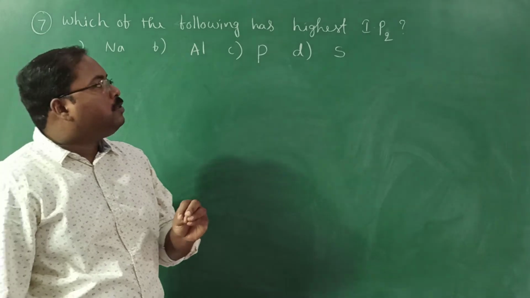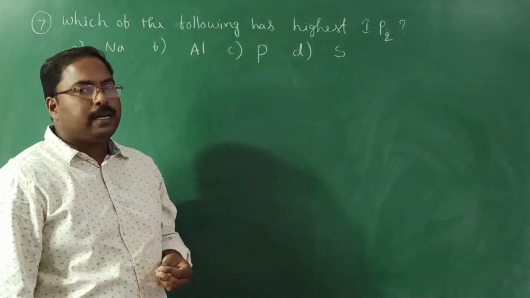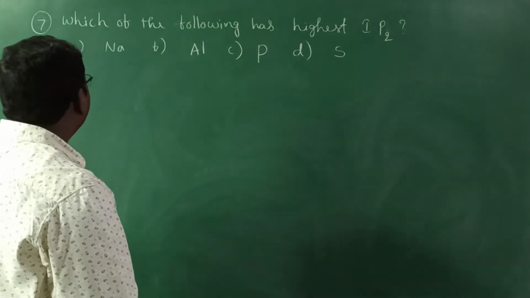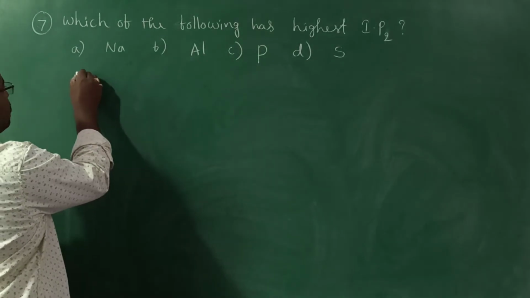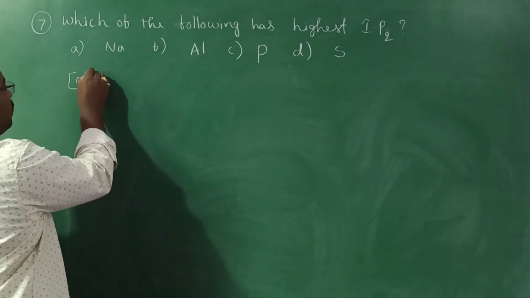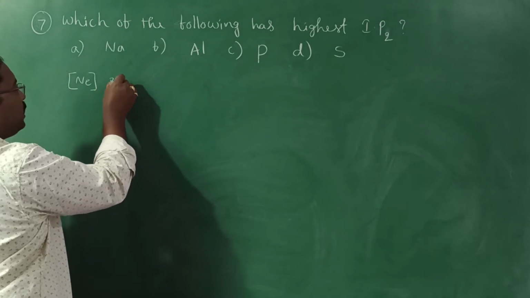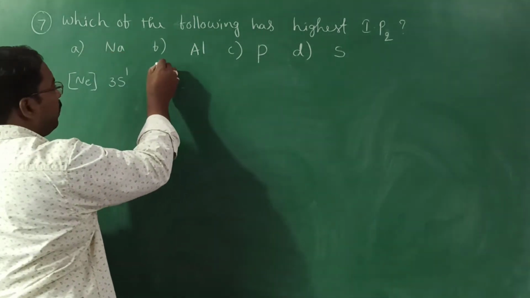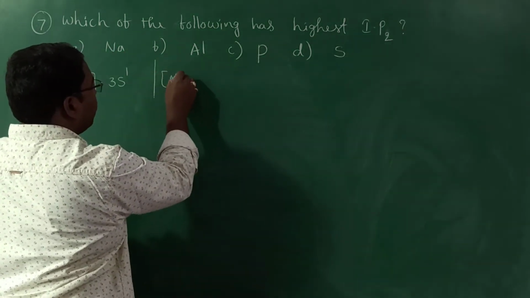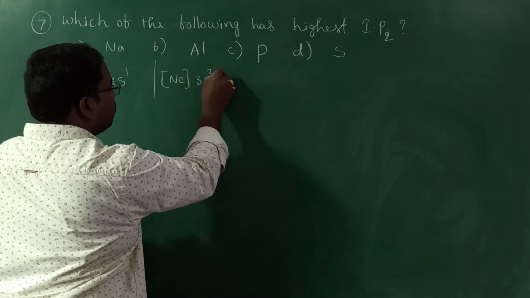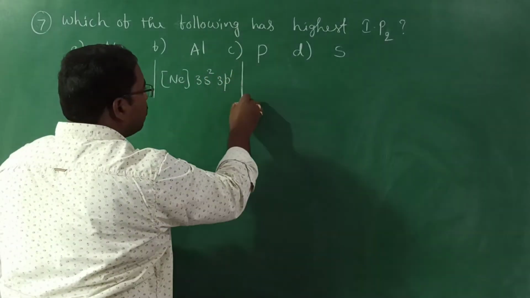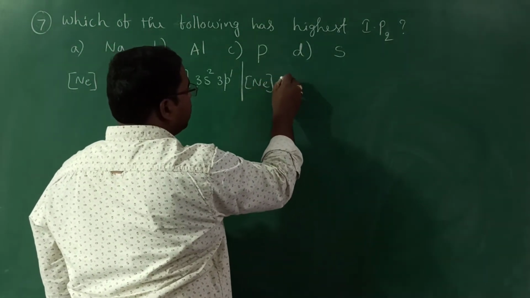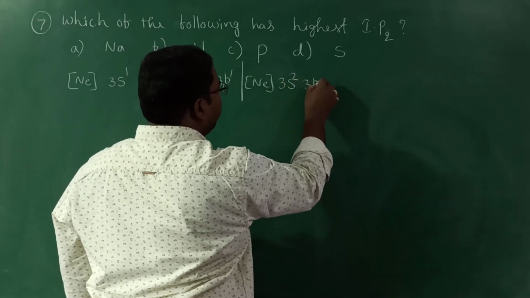To know the second ionization potential, first we have to write the electronic configurations of all these elements. Coming to sodium, atomic number 11, this is the electronic configuration of sodium. Now coming to aluminium, it is neon 3s2 3p1. Now coming to phosphorus, atomic number 15, it is 3s2 3p3.